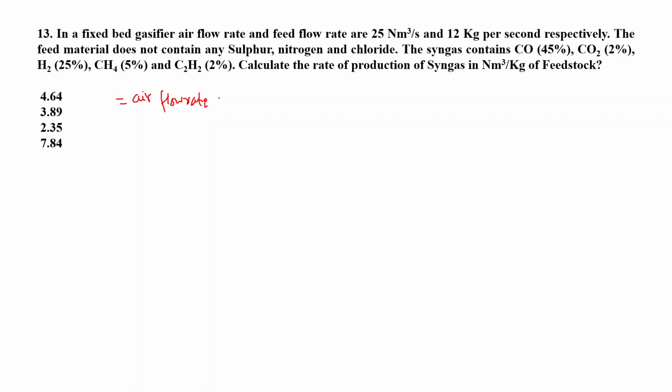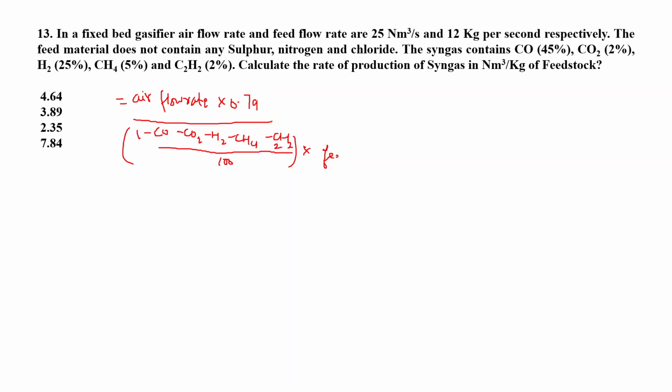The formula for the rate of production of syngas is air flow rate into 0.79, as we do a nitrogen balance, upon 1 minus CO minus CO2 minus H2 minus CH4 minus C2H2 upon 100, into the feeding rate.